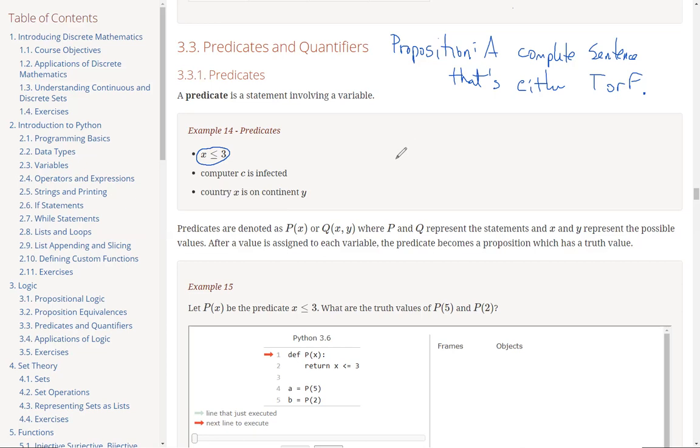So now we're going to get a new definition of something, and it's called a predicate. And a predicate is just a statement involving a variable. So let me erase what I have written up here. And we're going to use predicates to kind of expand our repertoire of what we can do with logic.